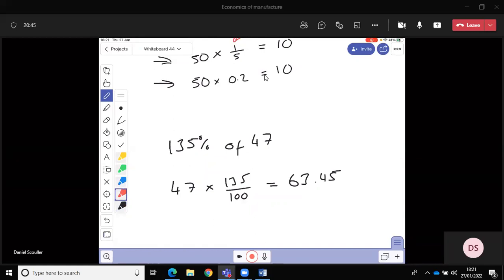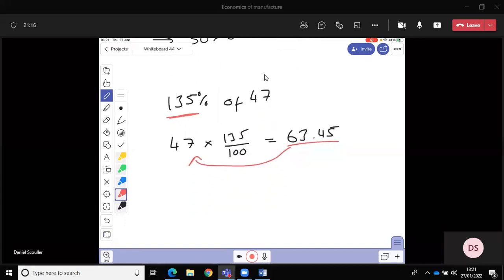You'll see that this number that we've ended up with is bigger than our start number. Because we've got over 100%, it means we're increasing. It's getting bigger. So 100% is our whole. So if we're above 100%, we're going to get a bigger number. If we're below 100%, we're going to get a lower number if we multiply by that percentage.